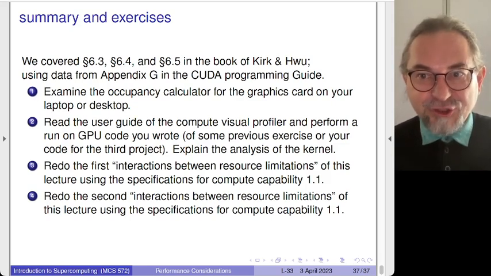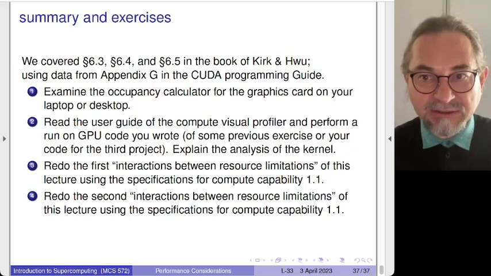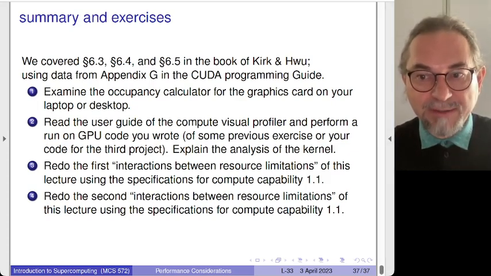I hope that this lecture was interesting. In the next and last part of this course, we go more towards applications.